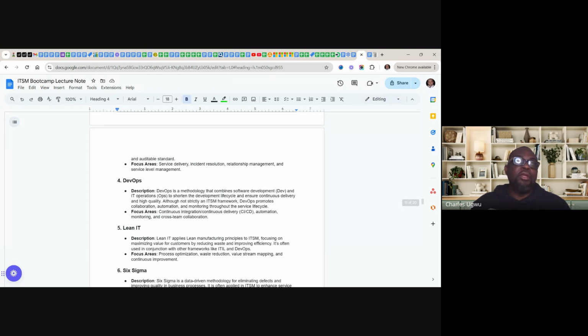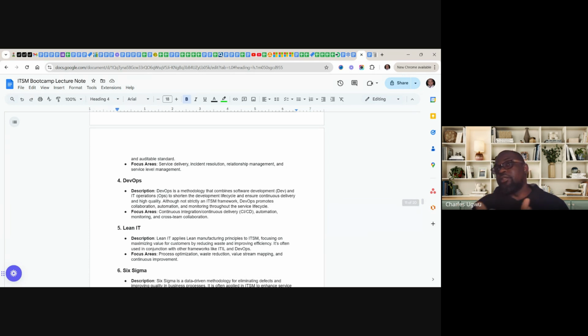DevOps is a combination of development and operations, where you merge the development environment and the operational environment together. So the developers work together with operators or operations. It's a methodology that combines software development (Dev) and IT operations to shorten the development lifecycle and ensure continuous delivery and high quality.